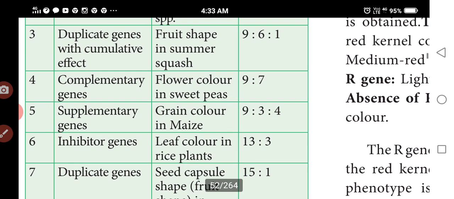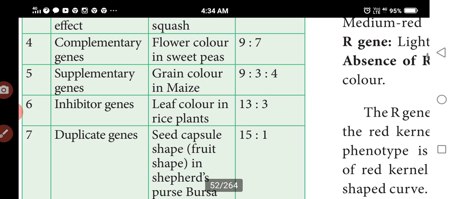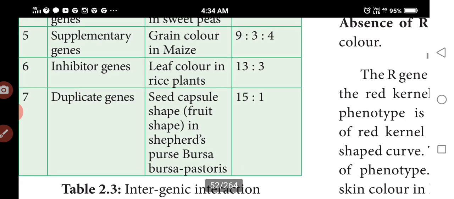Next, complementary genes: flower color in sweet peas, 9:7. Inhibitory genes: leaf color in rice plants, 13:3. Duplicate genes.